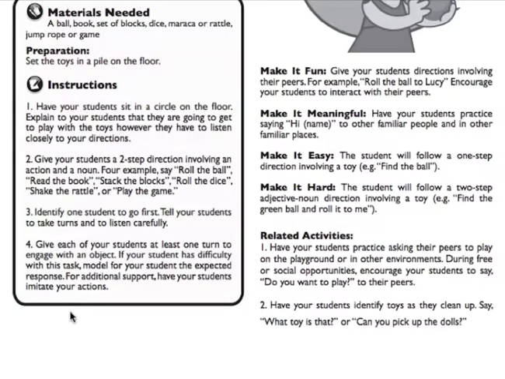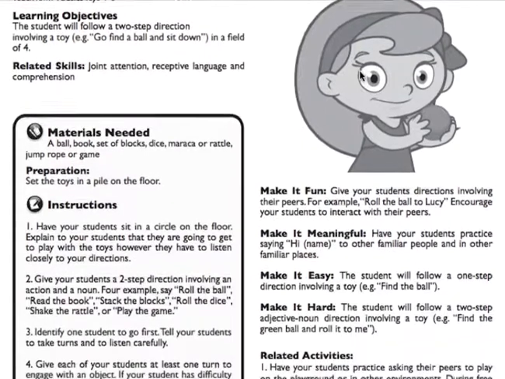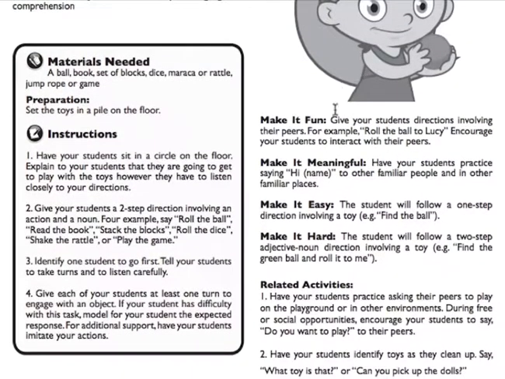And step-by-step instructions on implementing the lesson plan. How to make it fun, how to make it meaningful, how to make it easy, or how to make it hard. So you can differentiate your instruction. If you have students grouped in a small group at different levels, you might have students that are working higher than a level 1 in the same group as a student who is currently working on this particular goal, roll the ball. You can use this lesson plan with your group and differentiate so that you can make it a little bit harder for those students working at a higher level, and they can also participate in the same group activity.